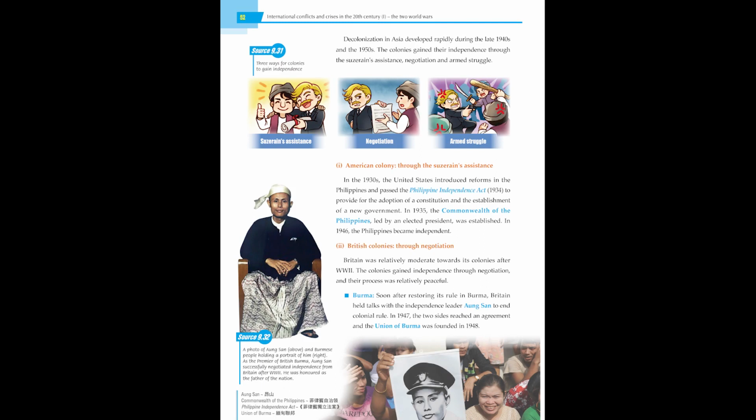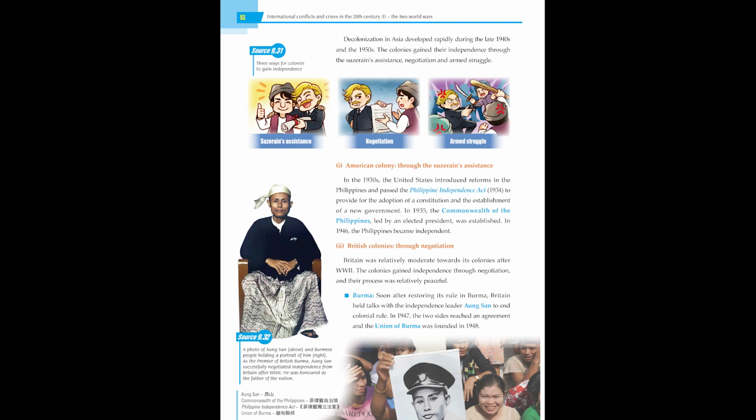1. American colony, through the suzerain's assistance. In the 1930s, the United States introduced reforms in the Philippines and passed the Philippine Independence Act, 1934, to provide for the adoption of a constitution and establishment of a new government. In 1935, the Commonwealth of the Philippines, led by an elected president, was established. In 1946, the Philippines became independent.